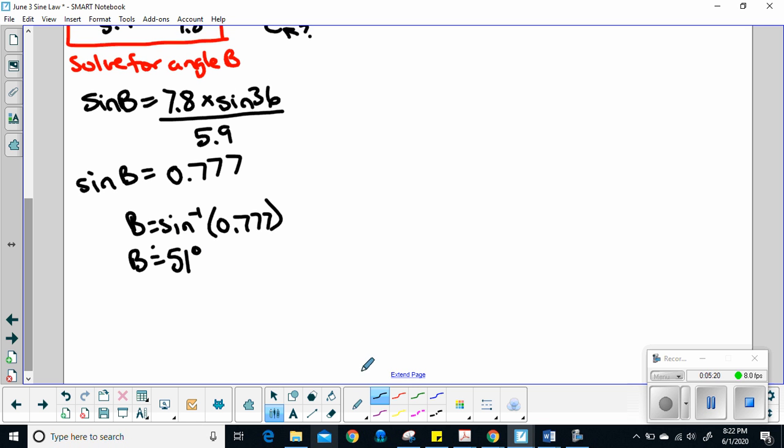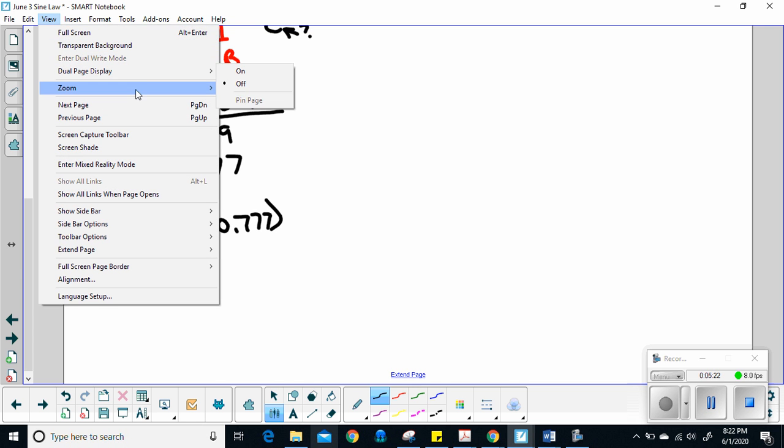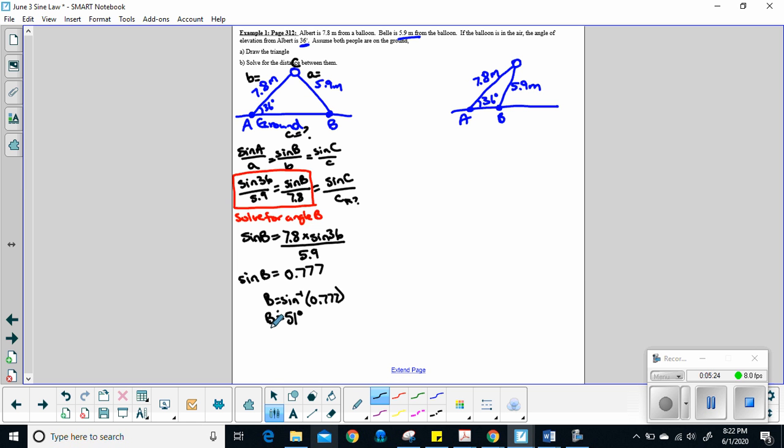Okay, so why did I do that? Let me look again at our whole page here. So 51 degrees is here. Oops, not here. Here. I did that because in order to solve for this side length, I have to have that angle. There's no way out of it. I need this angle. So how do I get that angle?